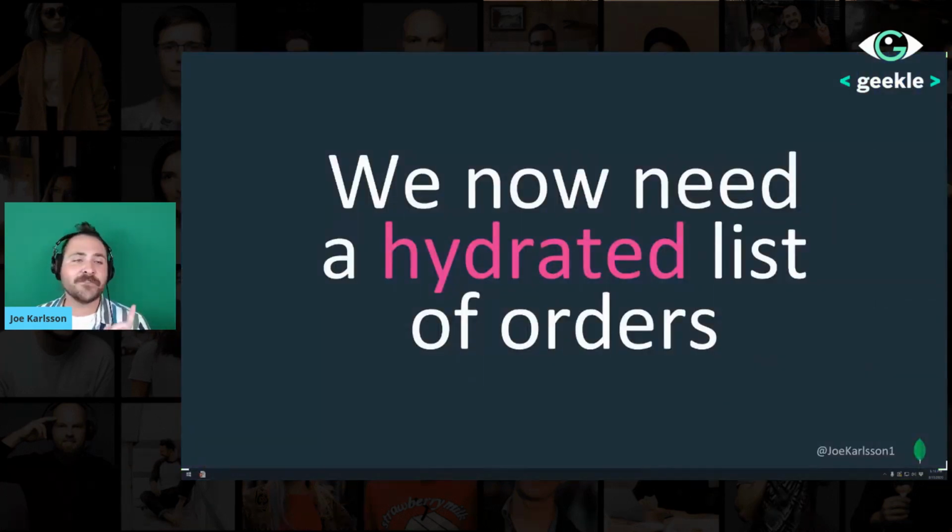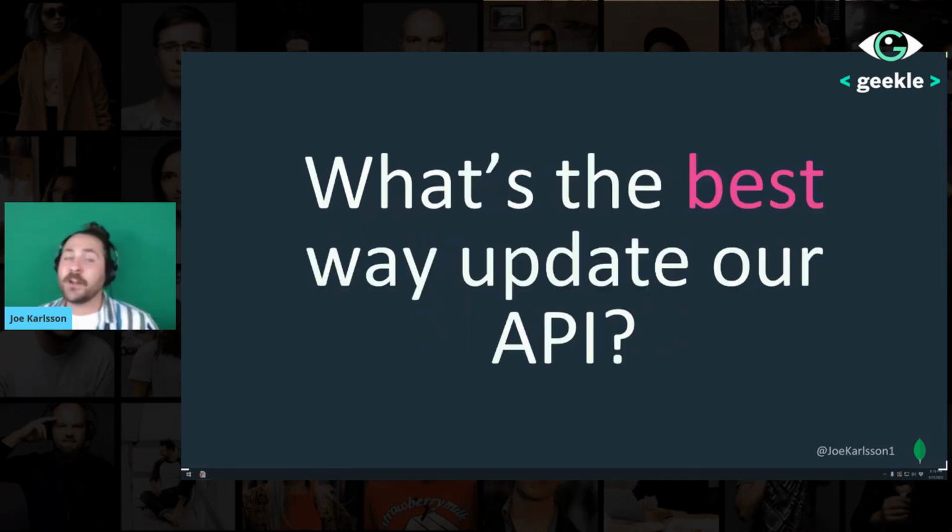Now, what your product manager is asking of you is a hydrated list of orders. So instead of just an array of SKUs, they want actual details about those orders. They want the order date and the name and the description and the price and the shipping date. They want all that information hydrated in that order. Uh-oh. Okay, so we're front-end engineers. We have to figure out how we're going to update this API. What are we going to do, huh?